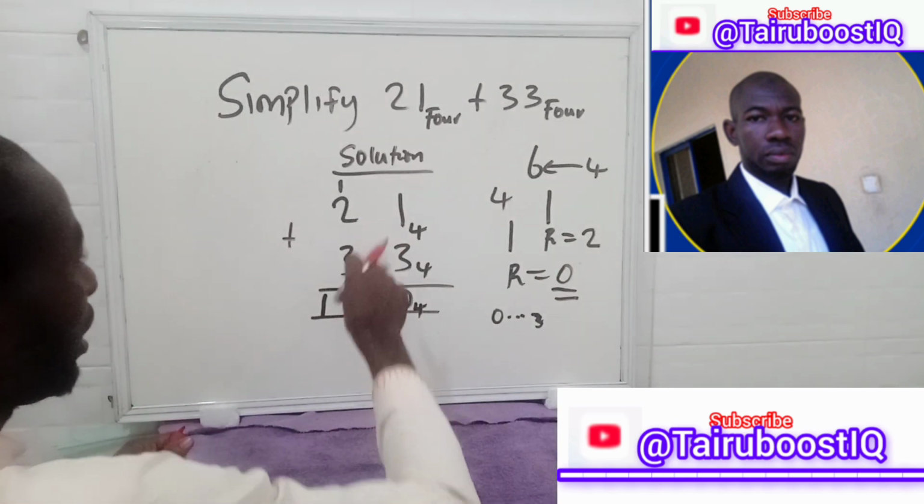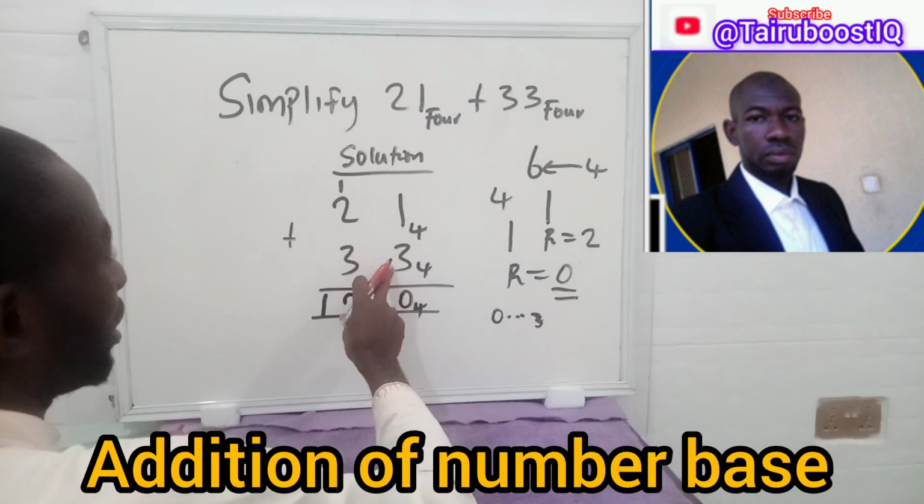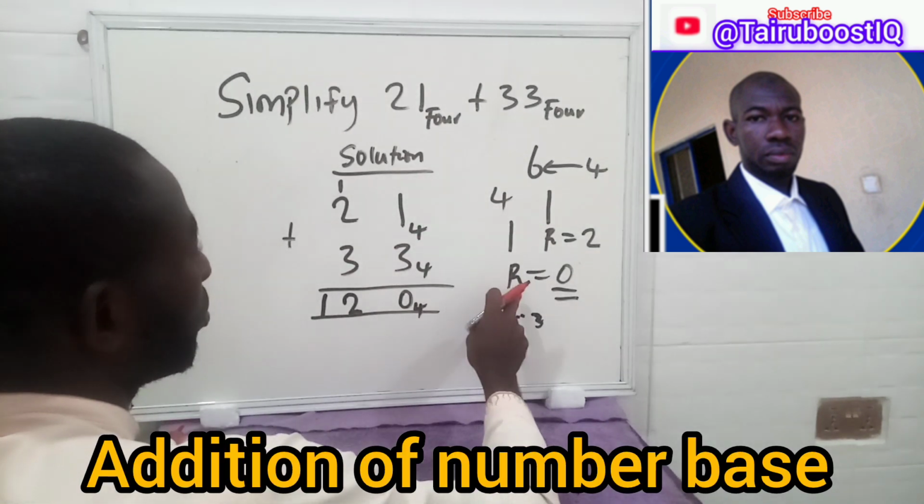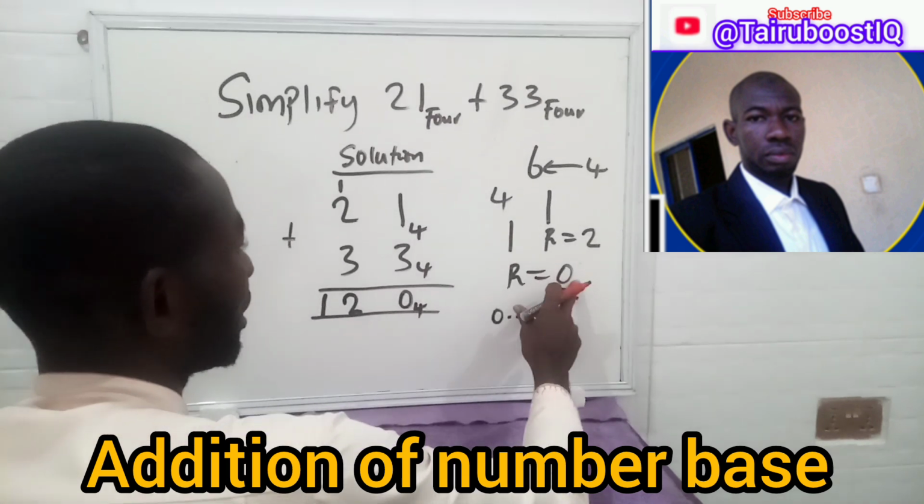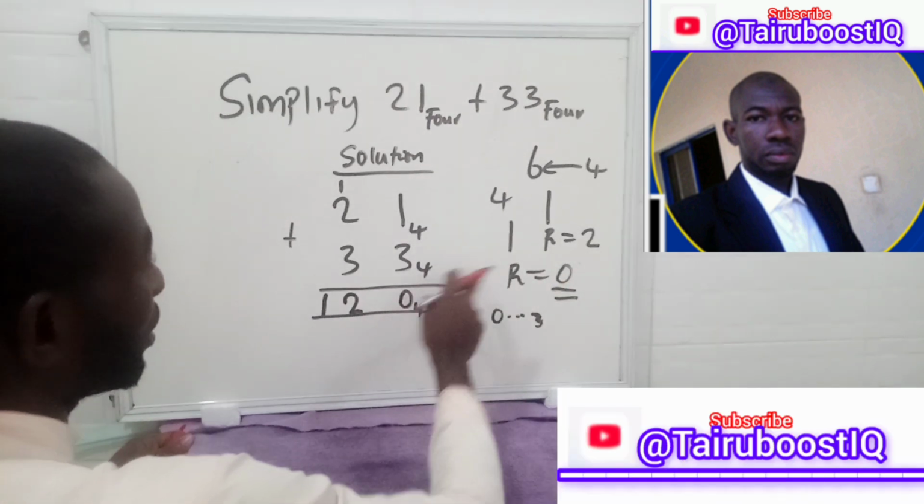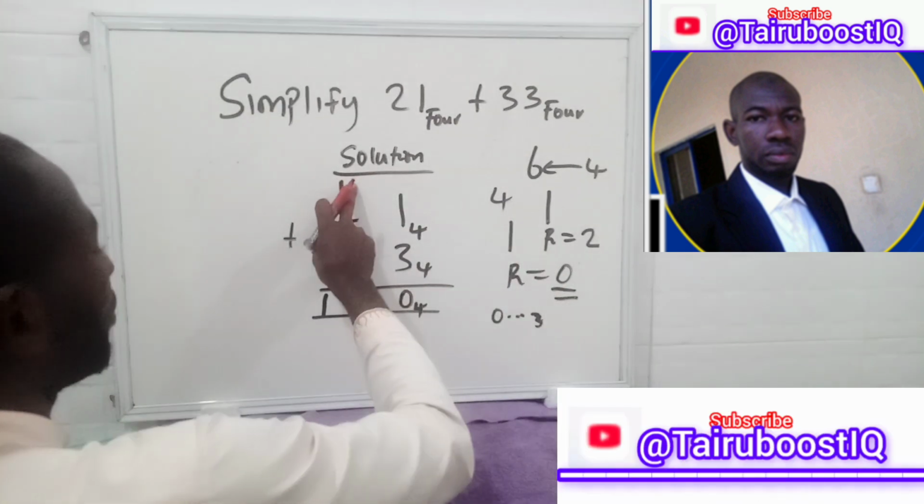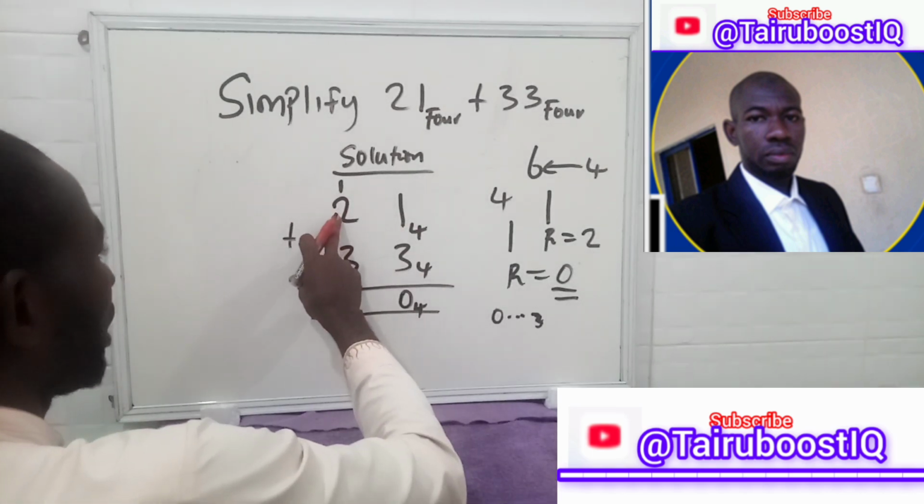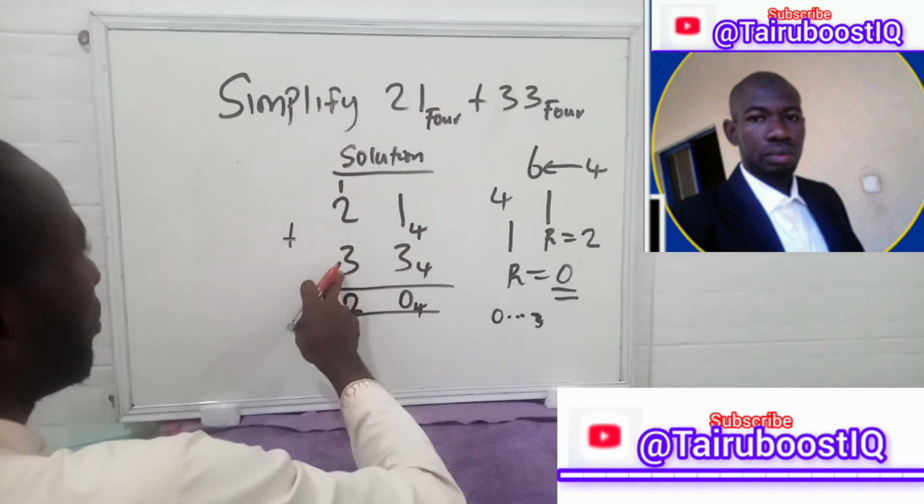And what did I say? 1 plus 3 is 4. How many times can 4 go into 4? 4 is going to go into 4 one time, remainder 0. Look at the 0. Then the number of times, we move it to the other side to add it. Then we now have 1 plus 2 give us 3. 3 plus 3 will give us 6.